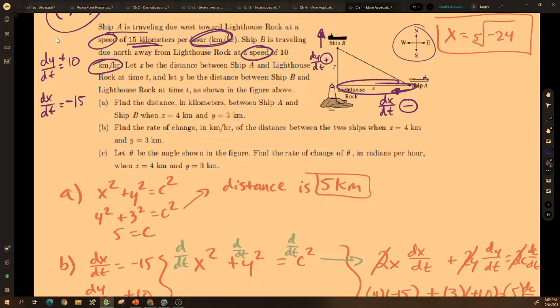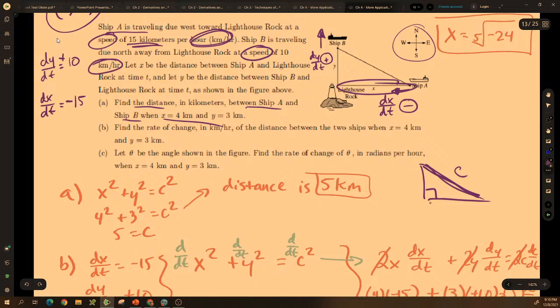It's going to be getting smaller as my ship goes to the left. So A, one of the easiest questions you could ever get asked is just find the distance between ship A and ship B when x is 4 and y is 3. So if I draw in that triangle, they want this distance. We'll call it C because it's a right triangle, when x is 4 and y is 3.